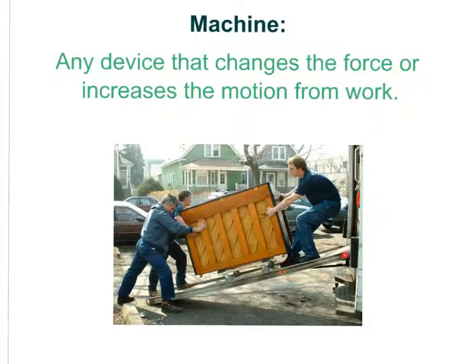This ramp is a machine right here. Imagine these three men trying to lift that piano up into that truck without the ramp. It would be very difficult. They could use a pulley system as well. That would be another type of machine. Let's say you're interested in increasing the motion instead of changing the force. A bicycle would be a really interesting machine for you to be using.